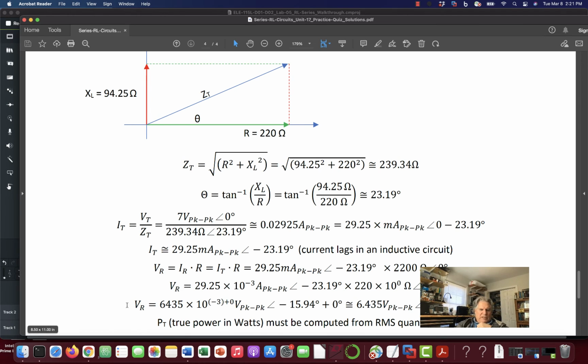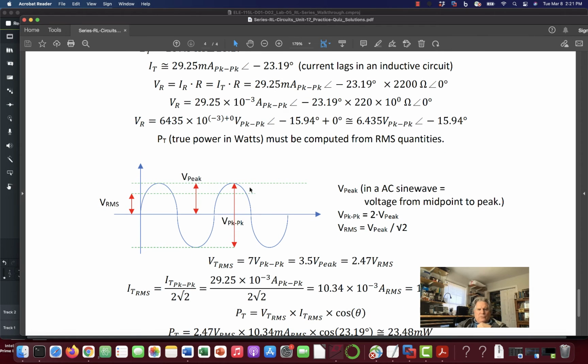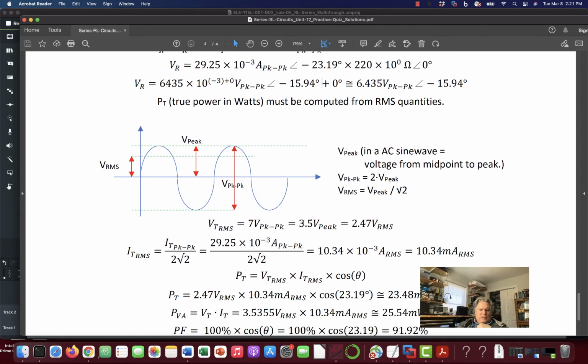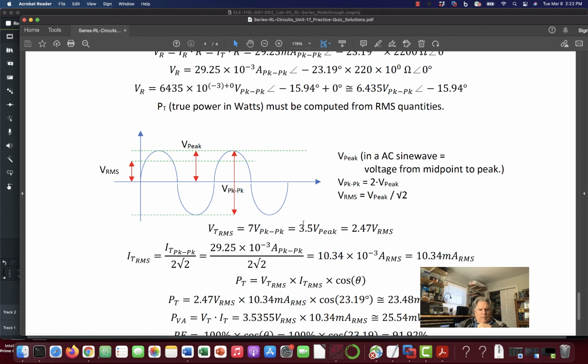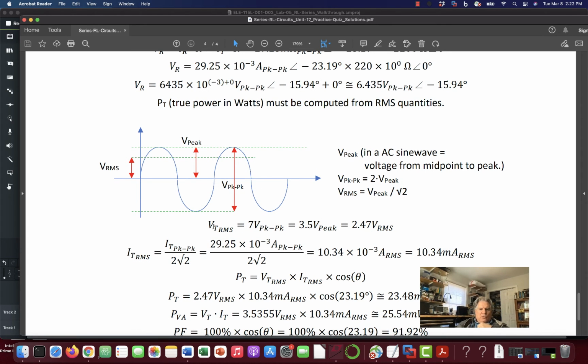Now that's great. So now I've got the voltage across R, I've got the total impedance, and I know the total current. And now, once again, we have the old spiel about power. True power is in watts and has to come from RMS quantities. Our total voltage in RMS is equivalent to 7 volts peak to peak, 3.5 volts peak, and 2.47 volts RMS. So we now have our RMS voltage.